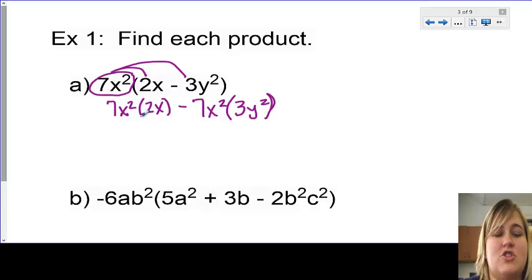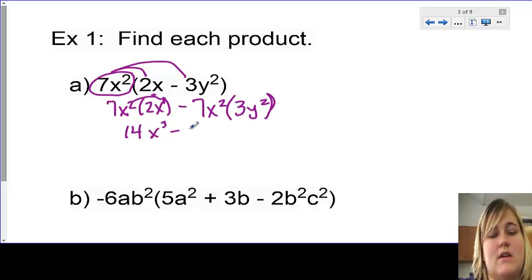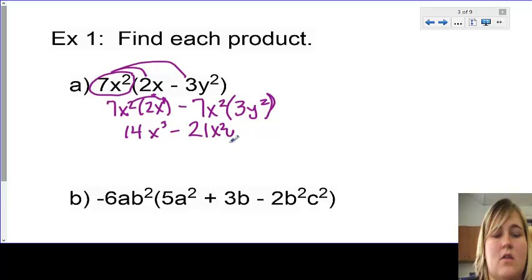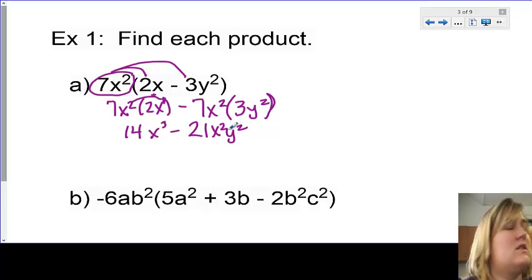So I have 7 times 2 gives me 14. x squared times x, this x is understood to be to the first. When I multiply by the same base, I add the exponents. So I have x to the third, minus 7 times 3 gives me 21, and then I have x squared y squared, because they are not like bases, so I just write them the way I read them.